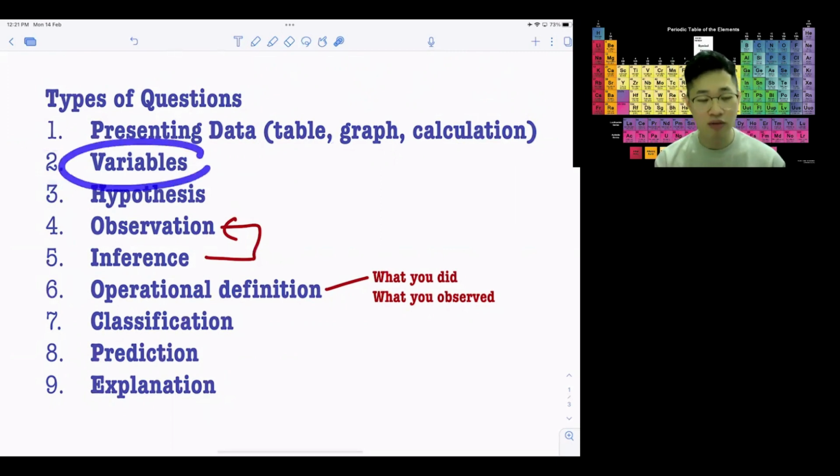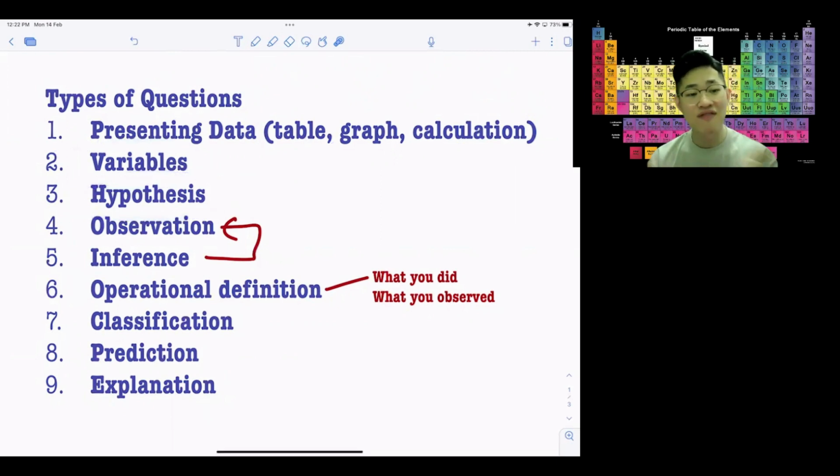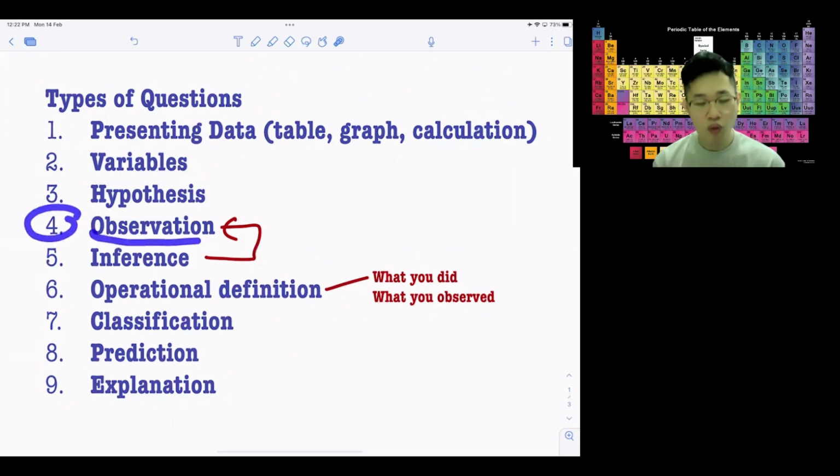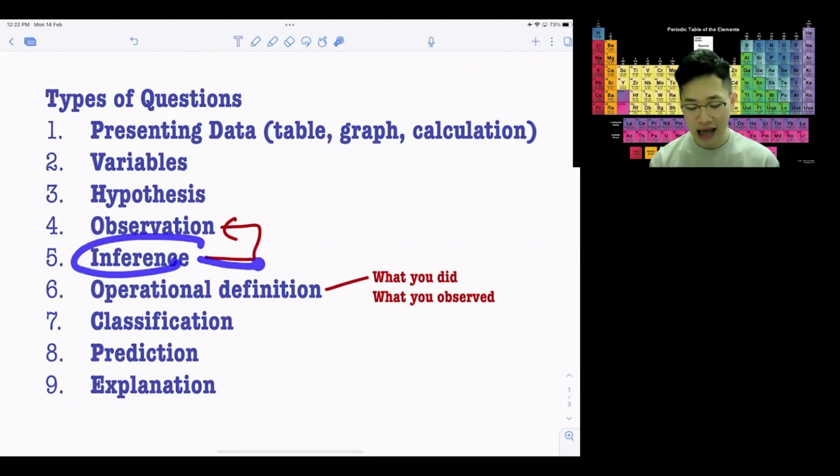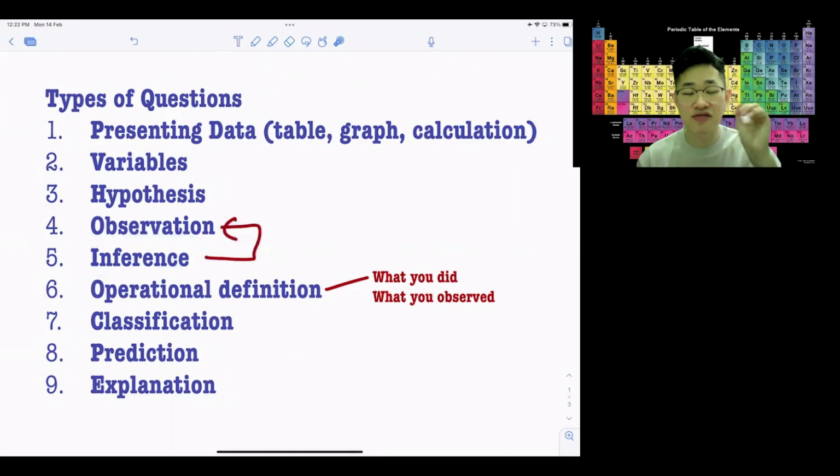The three types of variables, which everybody knows about. Hypothesis: the relationship between your MV and RV, the responding variable and manipulated variable. Observation: what you observe during the experiment. Inference: a small explanation for the observation. Why do I see this? I have to give one explanation.